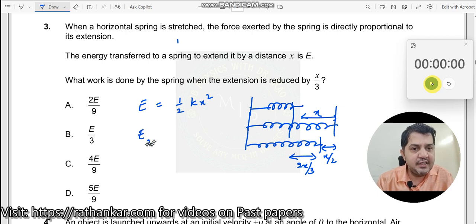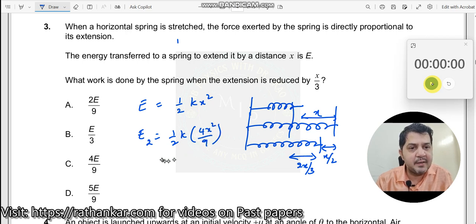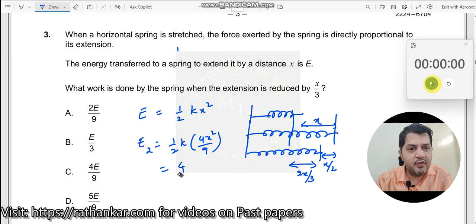Thus, the new energy is half k into 4x squared divided by 9, which would be 4 by 9 times half kx squared. Half kx squared is E, so I'll just put it as E here, multiplied by 4 by 9, giving 4E by 9.